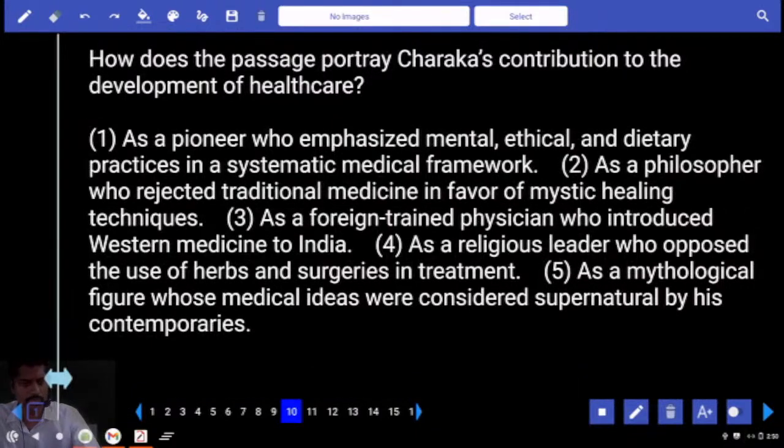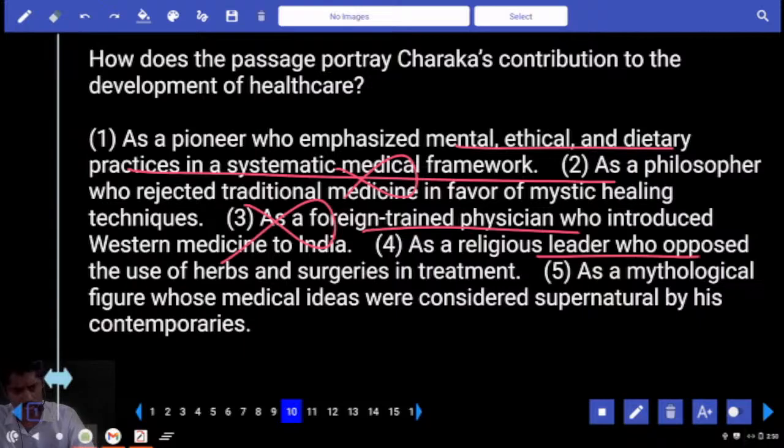Pioneer who emphasized mental, ethical, and dietary practices? Yes. As a philosopher who rejected traditional medicine? No. As a foreign trained physician who introduced Western medicine? No. Religious leader who opposed the use of surgeries, herbs? No. As a mythological figure whose medical ideas were considered supernatural? No. Answer 1.